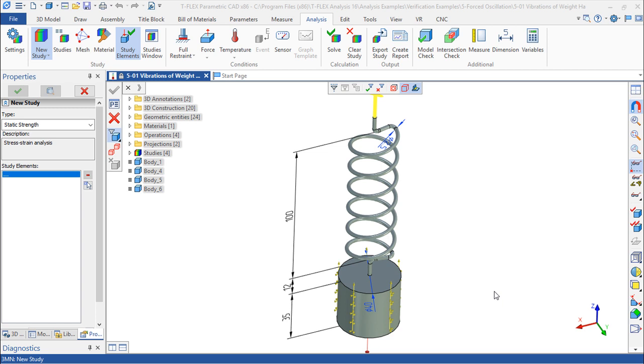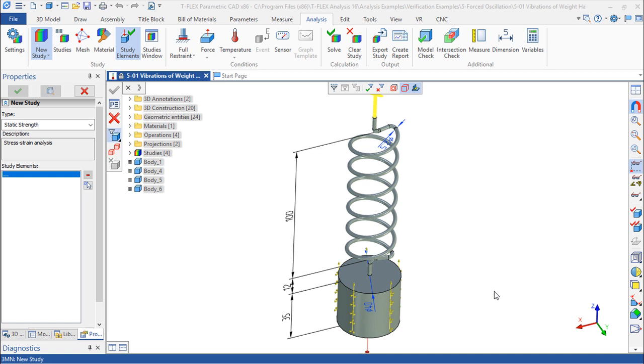Hello, we are here for one more lesson of this T-FLEX analysis training course. And the topic for today, still inside the forced oscillations, is introductory information about this type of analysis.